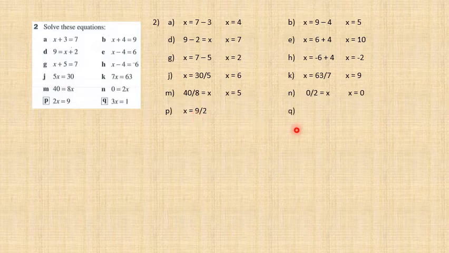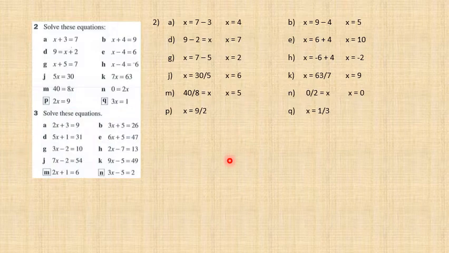And question Q, the same idea. I will divide by 3 here because it's the inverse operation. So it's going to be 1 over 3. So x equals 1 over 3. And if you want to check your answers, if they're correct or not, you can just substitute. Here in question A, for example, I will remove x and put 4. So 4 plus 3 equals 7. Yes, I'm correct. So I can just check by substituting.